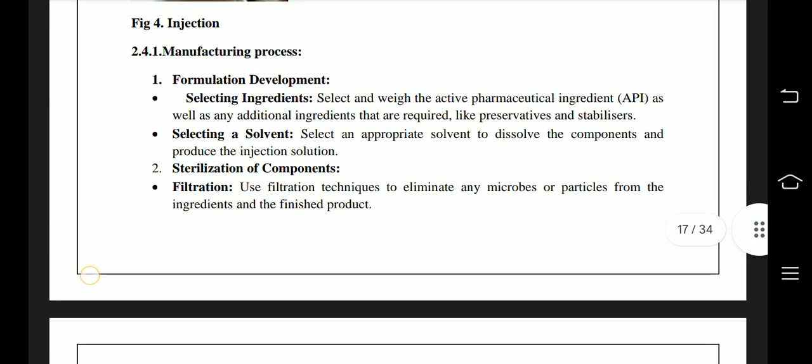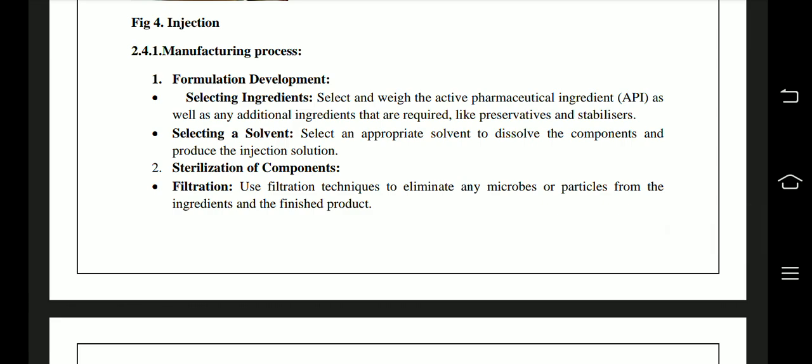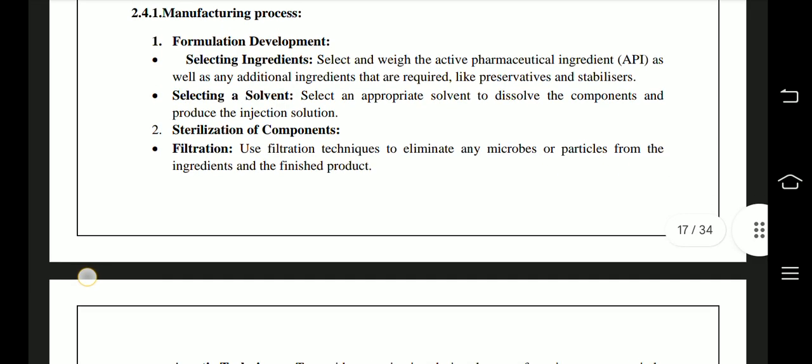Now, I would like to explain the manufacturing process involved in injections. First one is formulation development. Selecting ingredients: select and weigh the active pharmaceutical ingredients as well as any additional ingredients that are required, like preservatives and stabilizers. Selecting a solvent: select an appropriate solvent to dissolve the components and produce an injection solution.